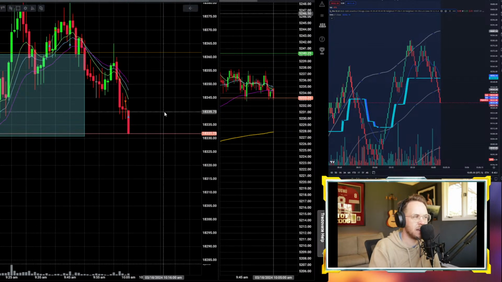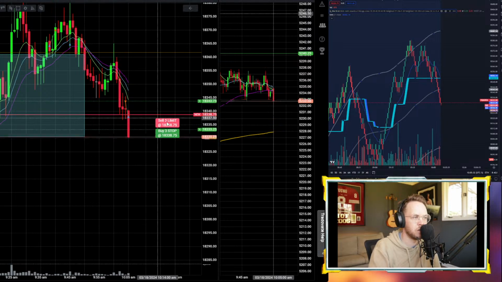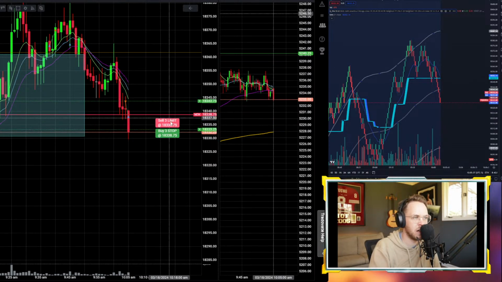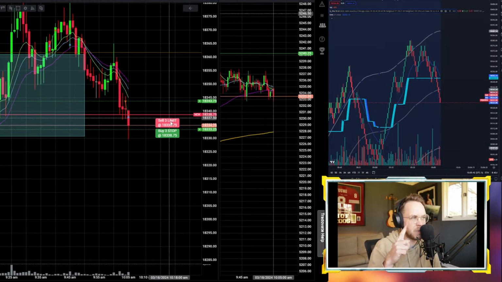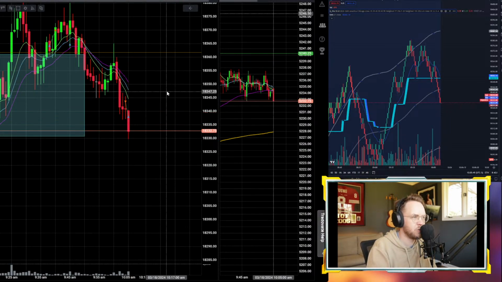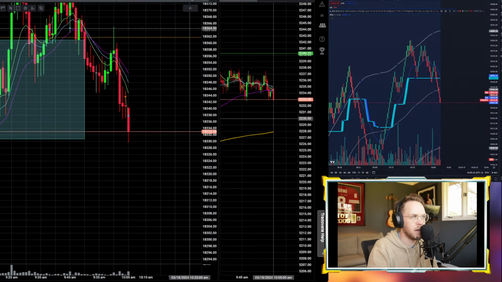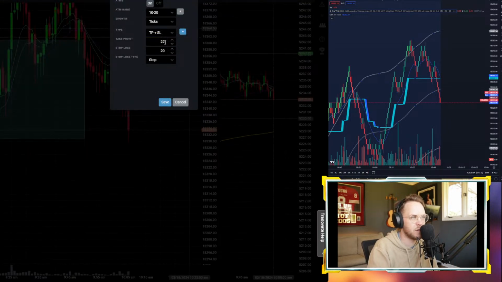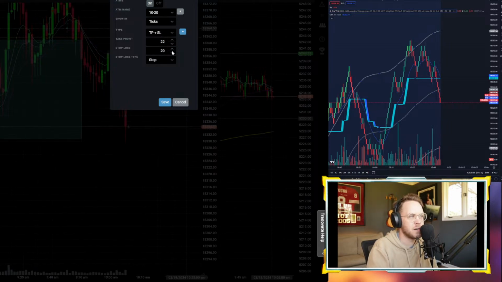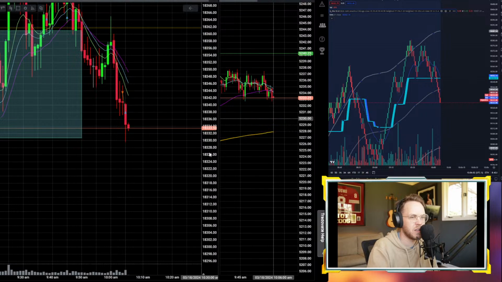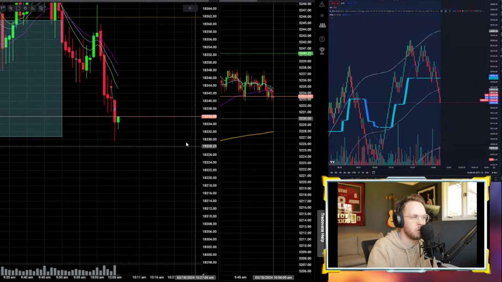OCO stands for one cancels the other. So, in other words, if you take a short here, notice the green lines are dotted. That just means that if you hit your stop loss, then it cancels out the take profit. If you hit your take profit, it cancels out your stop loss. So if you've never used OCOs, they're a really great way to trade. And I have mine set here. You can see I have 22 handles, or 22 ticks, of profit target, 20 ticks of stop loss. So just more than a 1-to-1 risk reward.